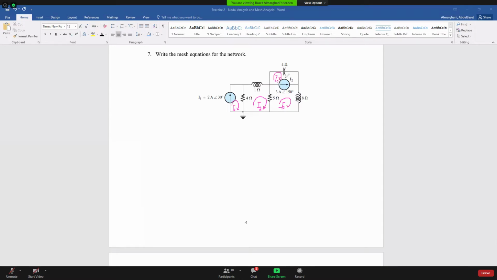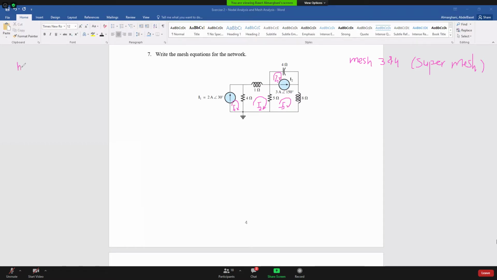Now between 3 and 4 there is a current source. So mesh 3 and 4, you're gonna use the super mesh here. A reason: current source between 2 meshes.